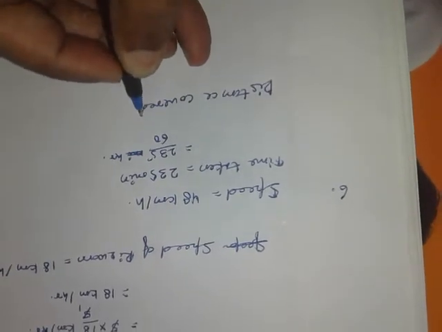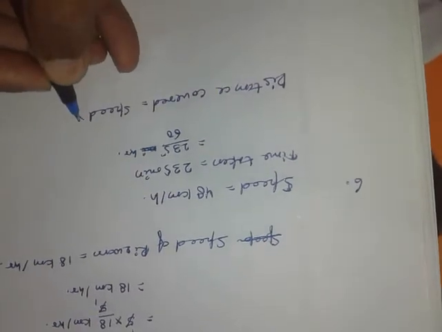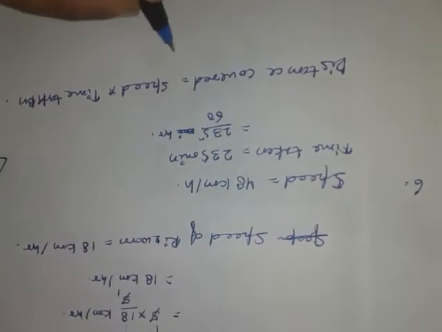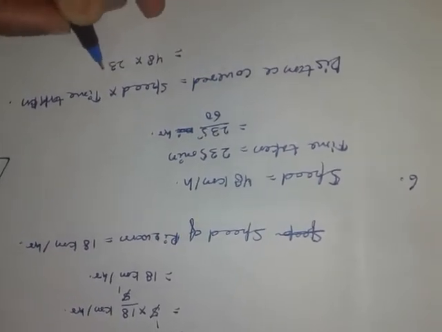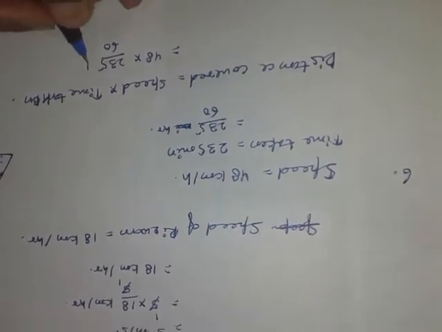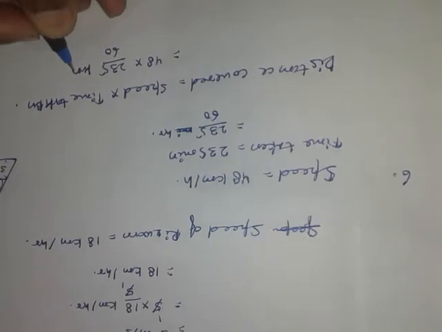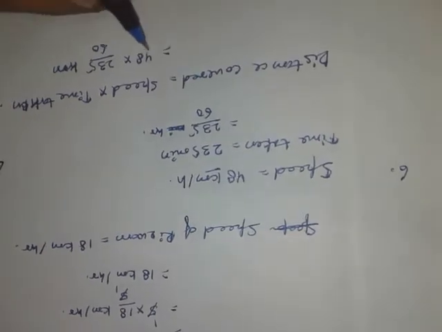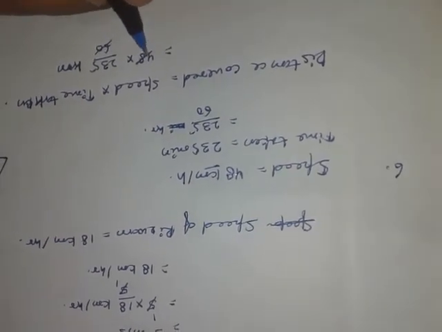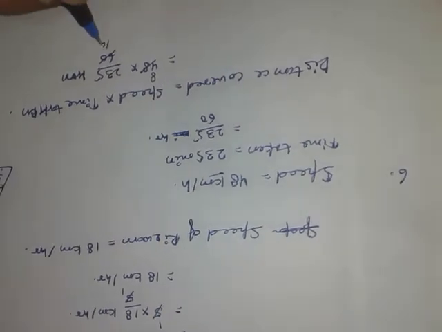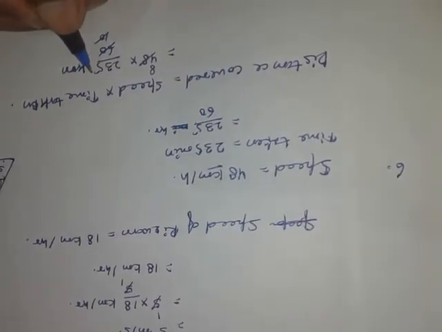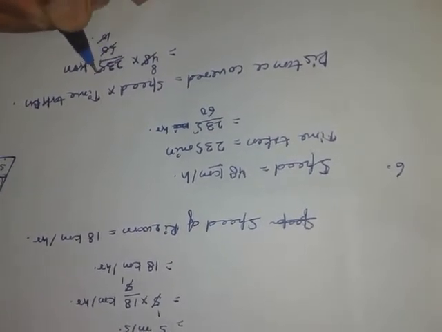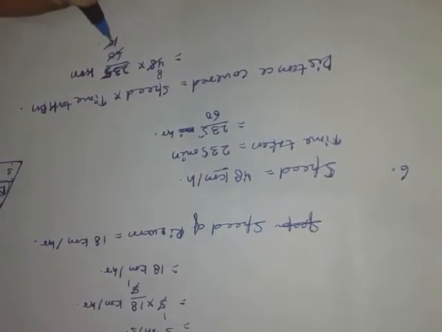Distance covered is speed into time taken. Speed is 48, 235 by 60. It is kilometer now, because the unit of distance is kilometer. Now we cut it. Table of 6, it is 6 8 ja, 6 10 ja. When we go ahead, if you don't cut it, it is easier for us to put in decimal.